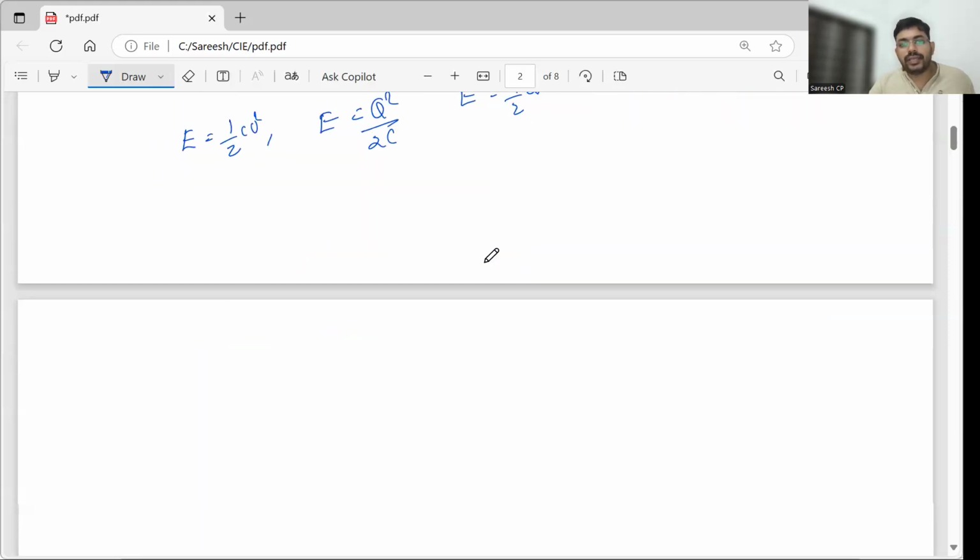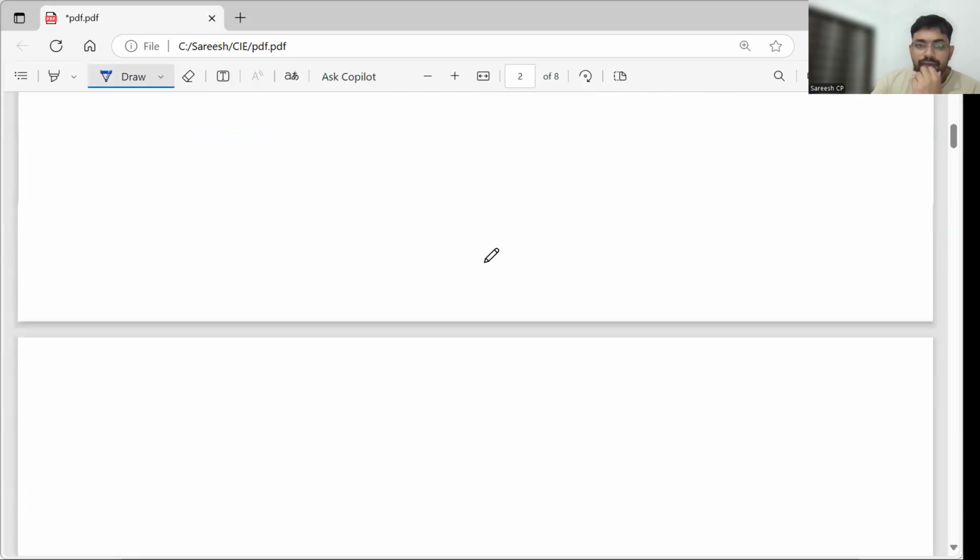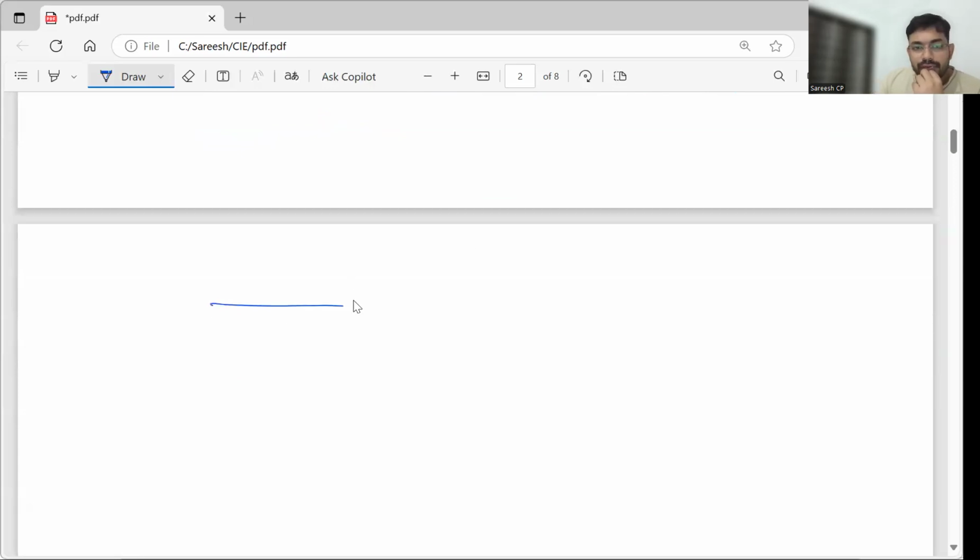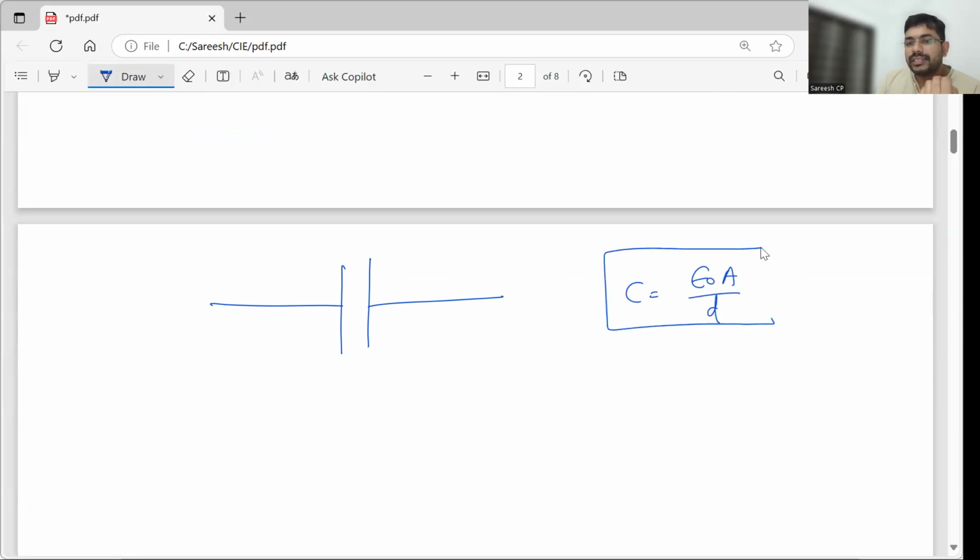Okay, next one is how can we connect the capacitors? Okay, I forgot to tell you one thing. When we have a parallel plate capacitor, the capacitance C is equal to epsilon 0 A by D. You don't have to study this, but if a question comes up asking what are the factors on which the capacitance of a parallel plate capacitor depends, it depends upon the permittivity of the medium.